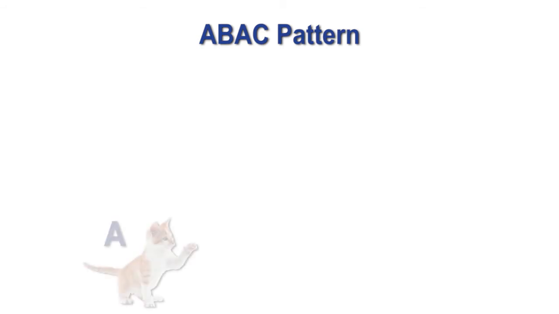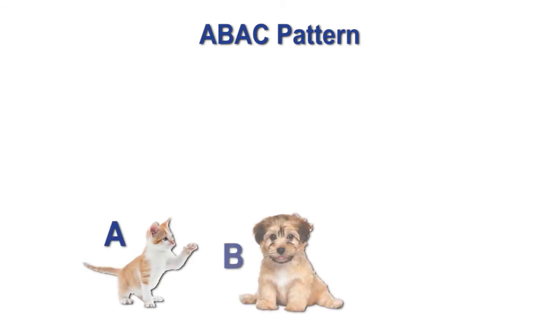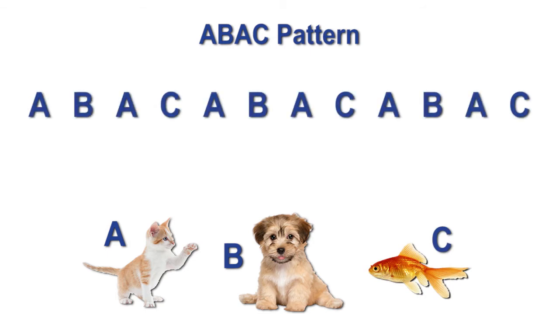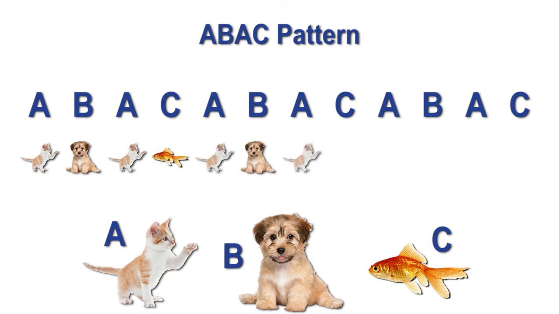What about an ABAC repeating pattern? What would that look like? Let's make A a cat, B a dog, and C a fish. Let's generate the first 12 terms in this pattern. Now matching up the pictures with the rule, my pattern would look like this. Cat, dog, cat, fish. Cat, dog, cat, fish. Cat, dog, cat, fish.